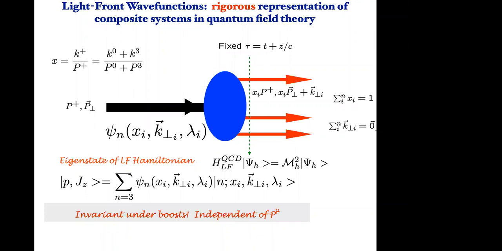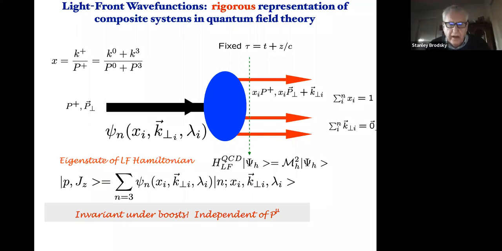Sure. So in that light front Hamiltonian, are the masses those of the three valence quarks? Yes, you'll see how that works. I'll come back to that.